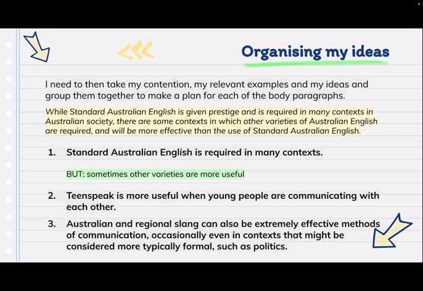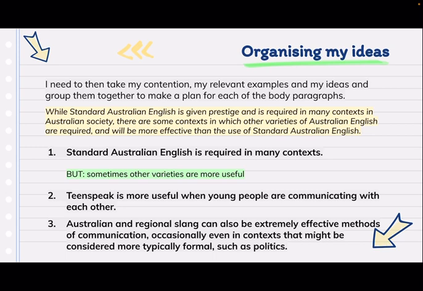So I've got to think of 2 ways in which, or 2 varieties that could be more useful in different contexts. So my second idea is that teen speak is more useful when young people are communicating with each other. So there I've got a variety and I've got a context in which standard Australian English is not going to be quite as useful. And then I've done the same thing for the third idea.